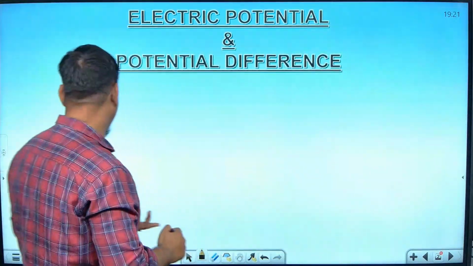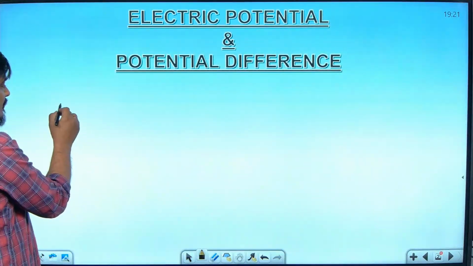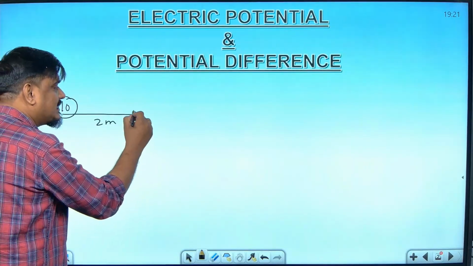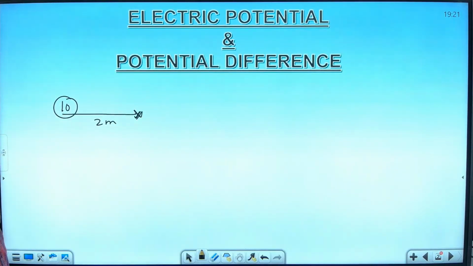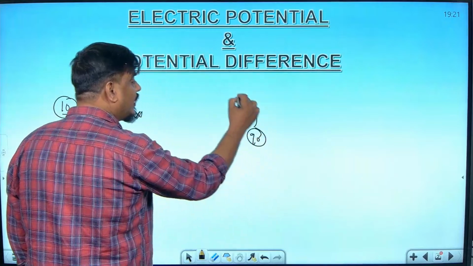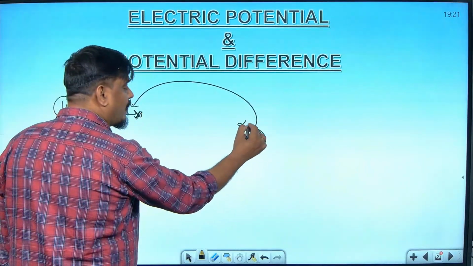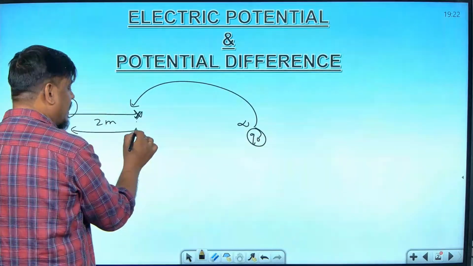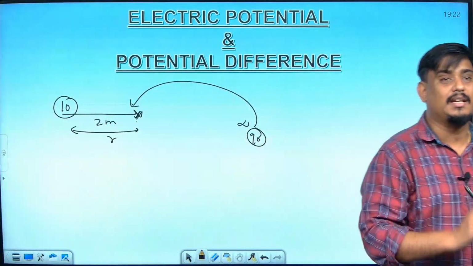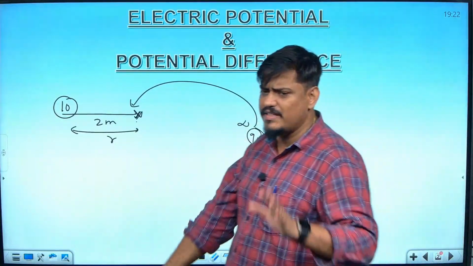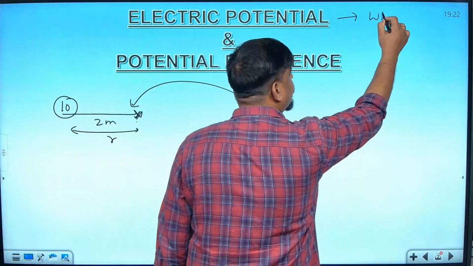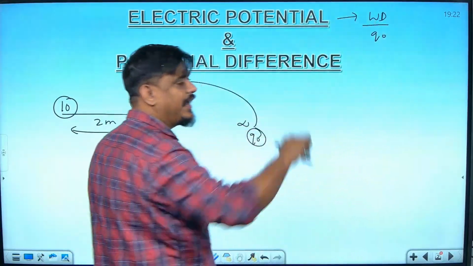Whatever charge you have, it will have some potential. For example, say you have a 10 coulomb charge. If I go 2 meter away from it, what is the electric potential of this point? Conceptually, it is how much work is done to bring a unit positive test charge from infinite to this point. Suppose it is r distance away; that is known as the electric potential of this point. Always remember this: electric potential is work done per unit charge to bring it from infinite to that point.